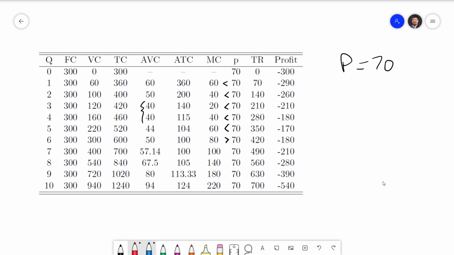This means the best place to stop is the 5th unit of output. We can see from the profit column that is in fact the highest number here. It's still negative, they're still taking a loss, but they are still doing better than the negative 300 that they would have gotten had they shut down.